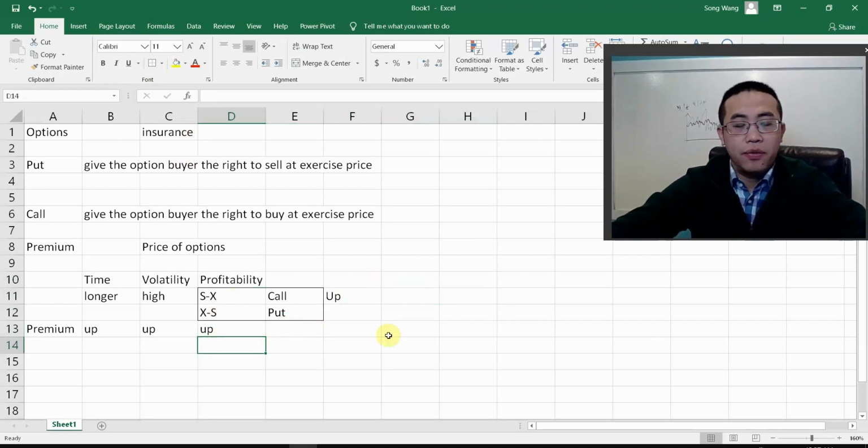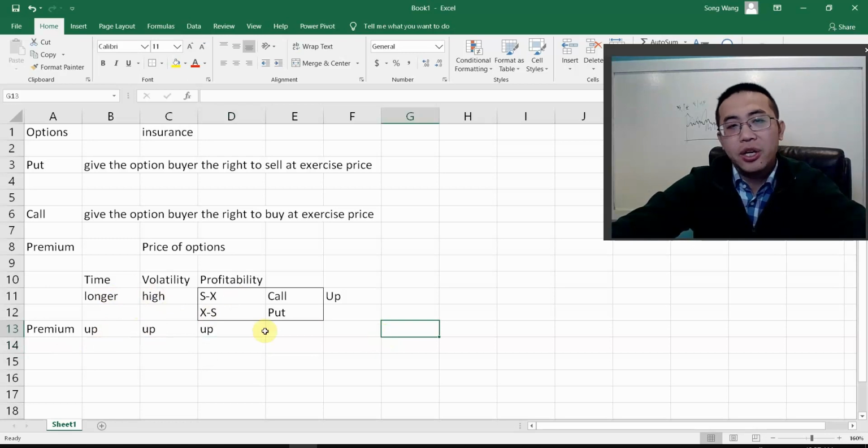If you are going for a master's degree in finance, you're probably going to learn the Black-Scholes model. It's more complicated than that, and there's some mathematical derivation combining the time, the volatility, the spot and the strike and all this. There's a math model to develop the exact premium or the price of the options. So for now, for this undergraduate class, you just need to know that time, volatility, and profitability determine the option premium. And for a call option and a put option, it works differently.